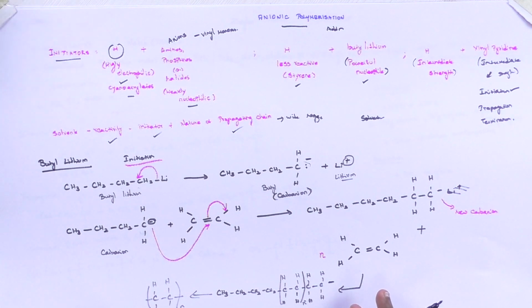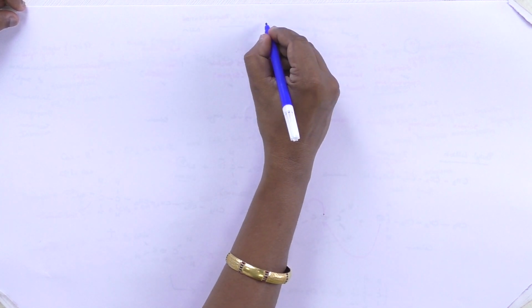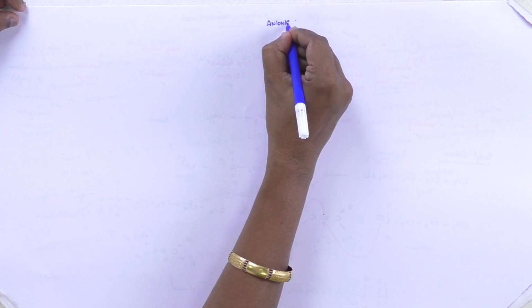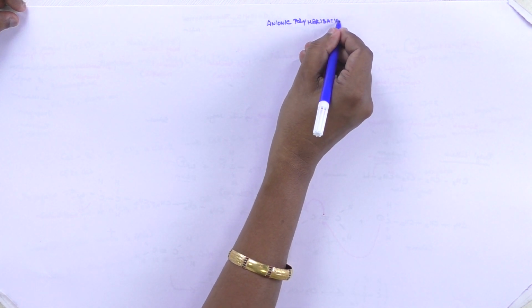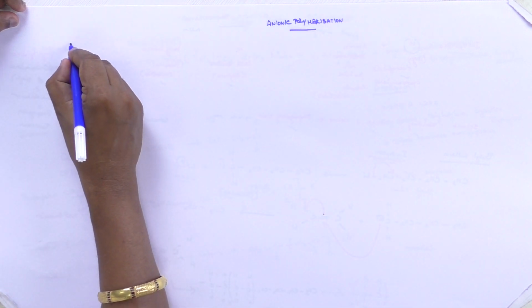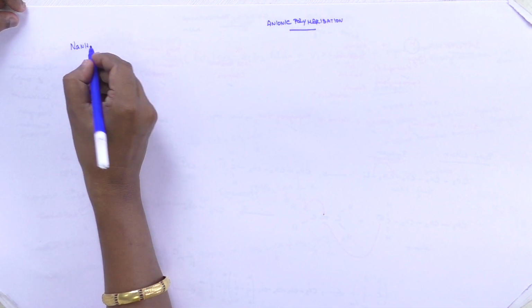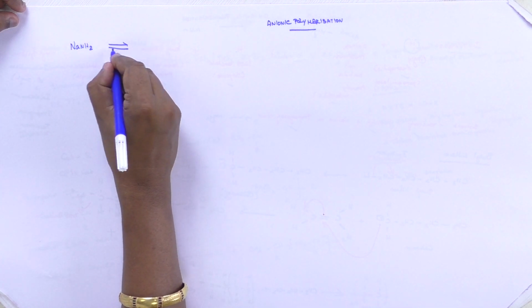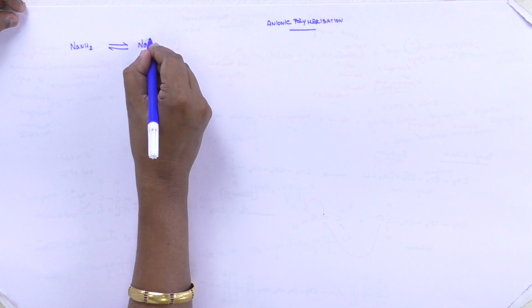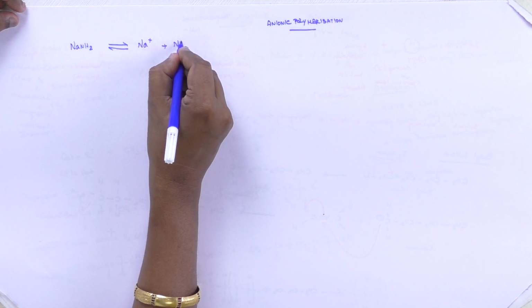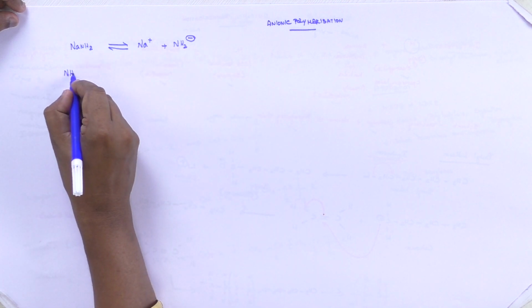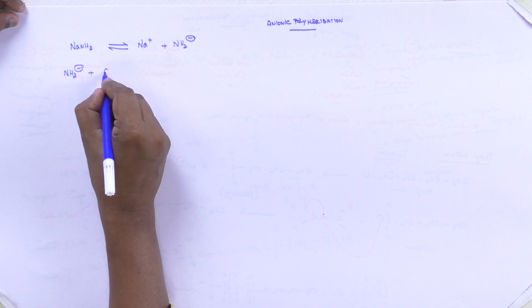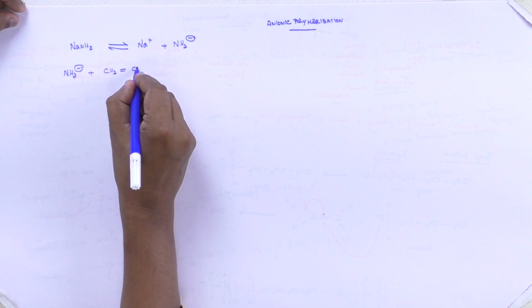Now let us take an example of an amine. Shall we take the example of an amine? Anionic polymerization of amines. The amine NaNH2 dissociates into sodium ion and NH2 minus. We have this minus and this amine. Let us take the monomer as styrene.